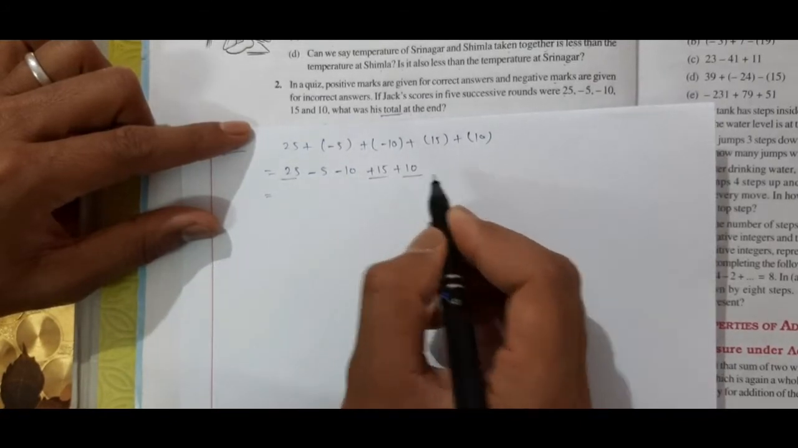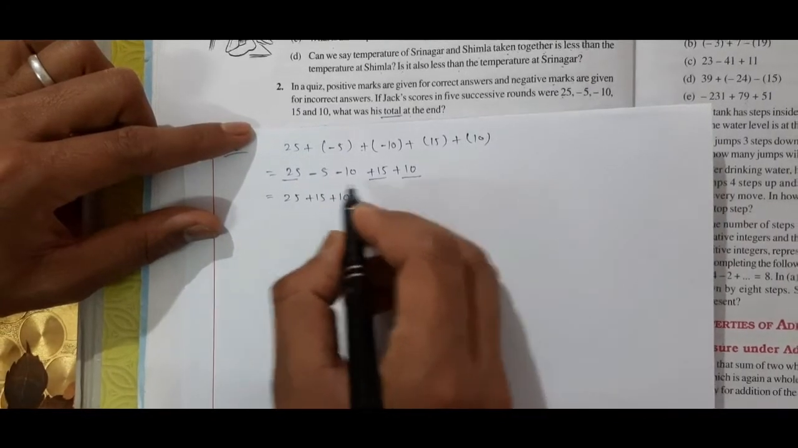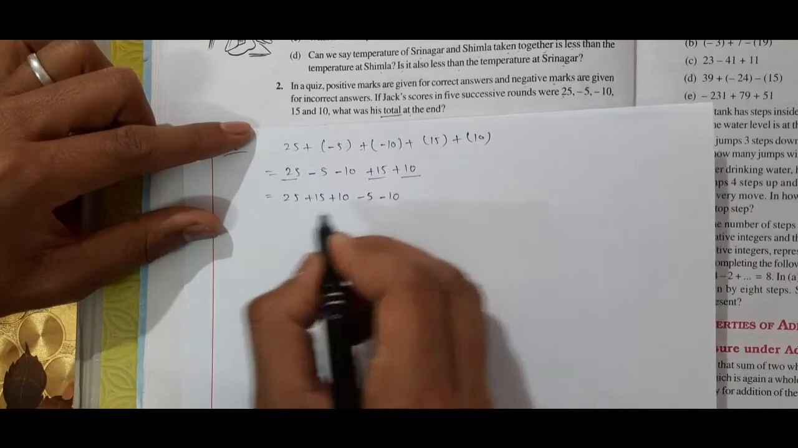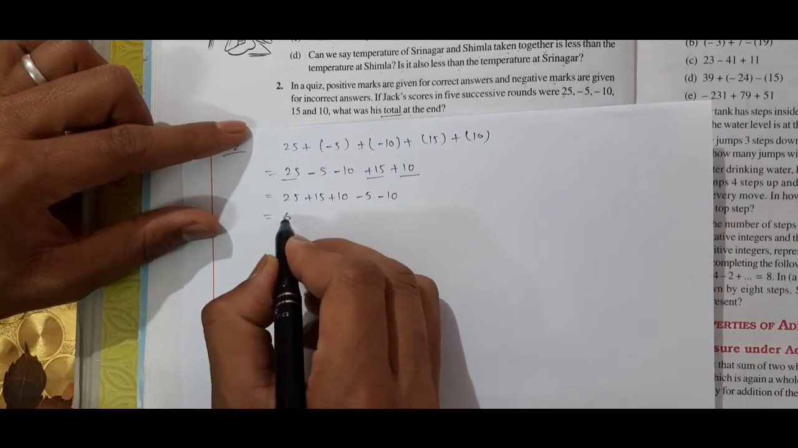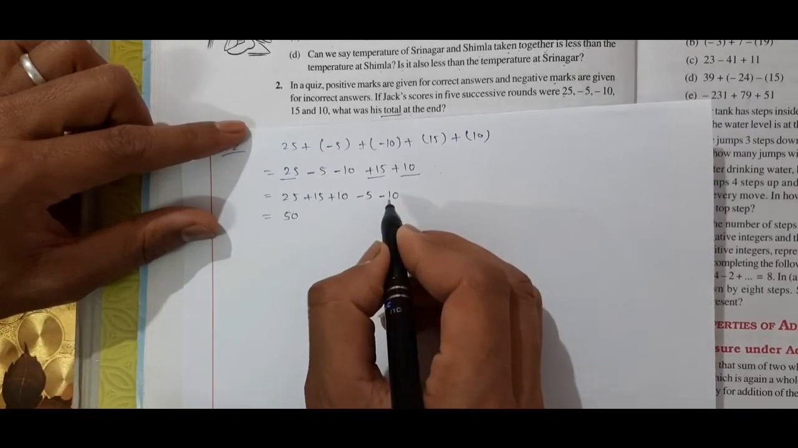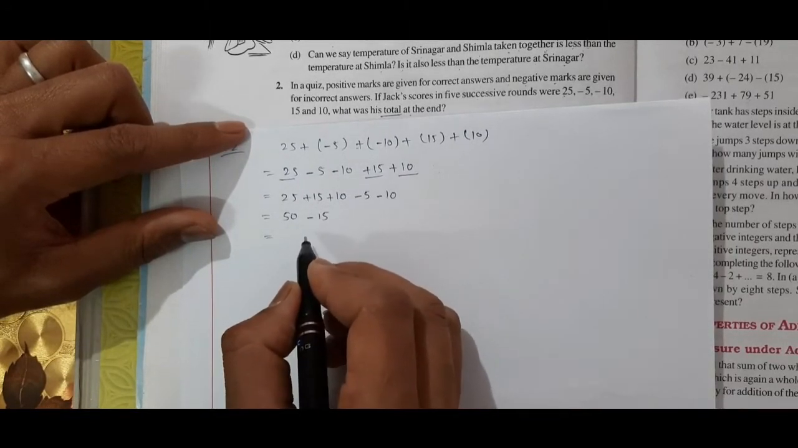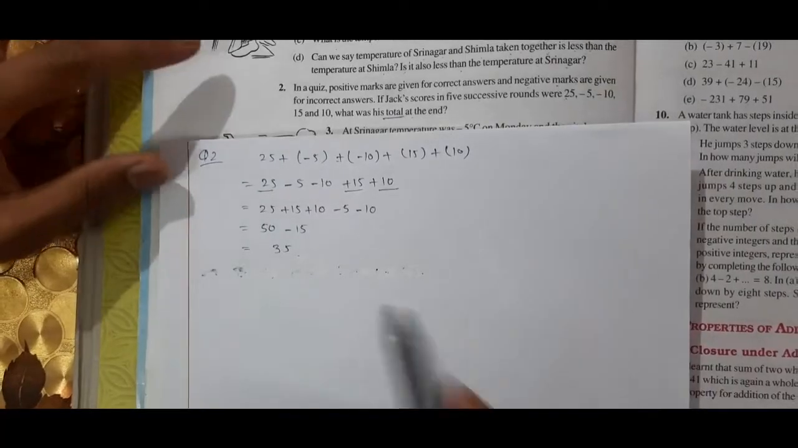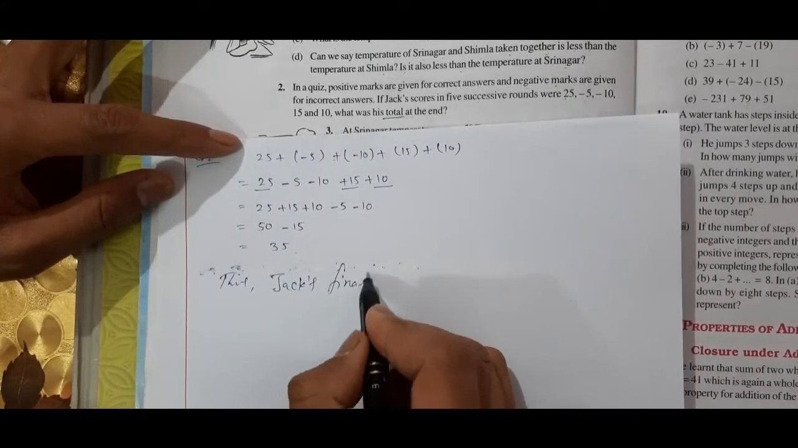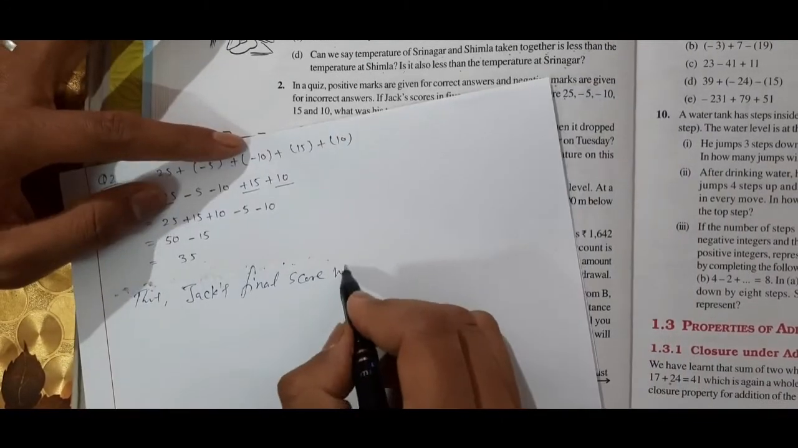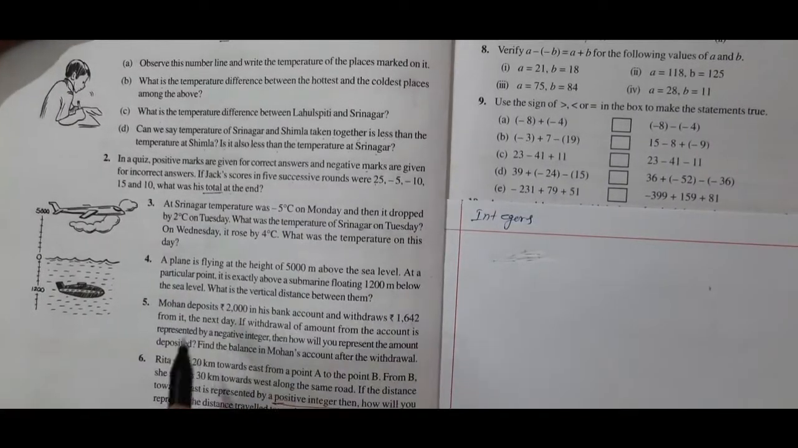Here these three numbers are of the same sign. Then 25 plus 15 plus 10, and -5 minus 10. 25 plus 15 plus 10 is 50, and -5 minus 10 is -15. Now 50 minus 15 is 35. Thus, Jack's final score was 35.